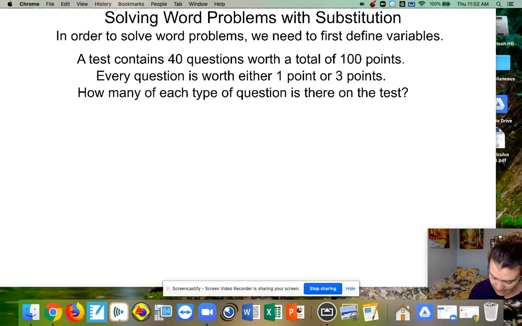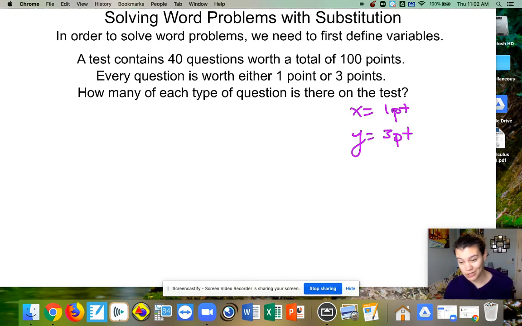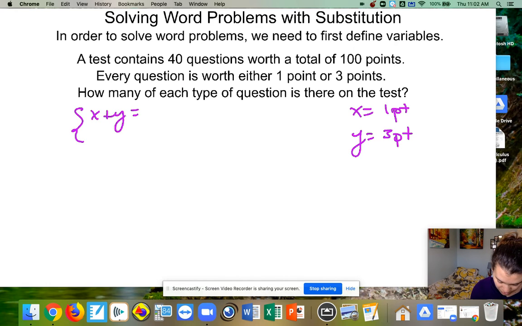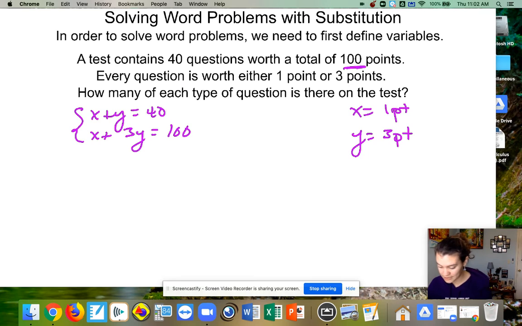So let's say x is the 1 point questions and y is the 3 point. It doesn't really matter as long as you write your variable. You could switch this and say y is 3 points and x is 1 point. It doesn't matter at all which one you do. So our equations, we know total there's 40 questions. So if we add those two together, we need to get a total of 40. And then our points are 100. So each x is 1 point, each y is 3 points, and together they have to equal 100 points.